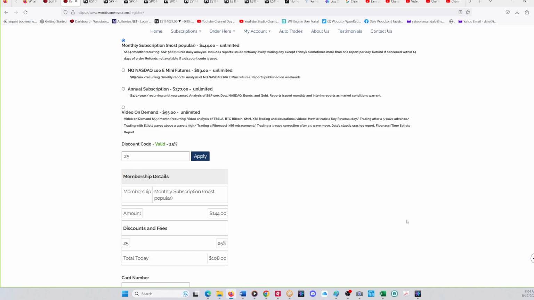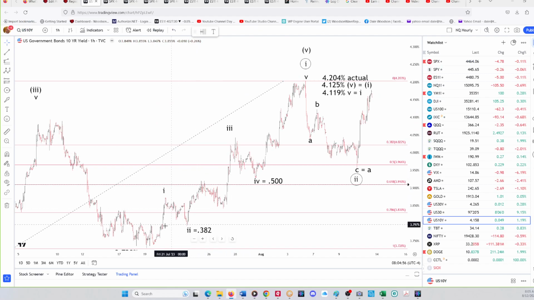Okay, let's start with the US 10-year today. We have 5 waves up here. You can see 1, 2 was a 0.382, wave 3 there, wave 4 was a 0.500, and there is wave 5 there. We've got an A down, a B up, and a C down for wave 2, which hit right on the 50% retracement, and this is what third waves look like. It's just starting to take off there.